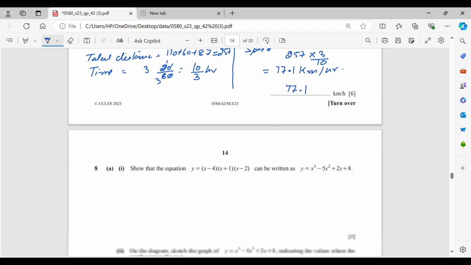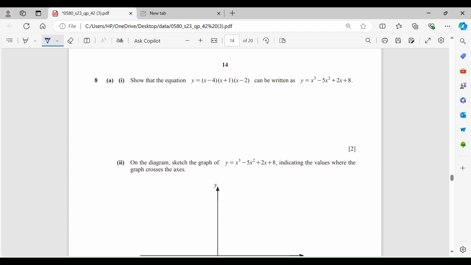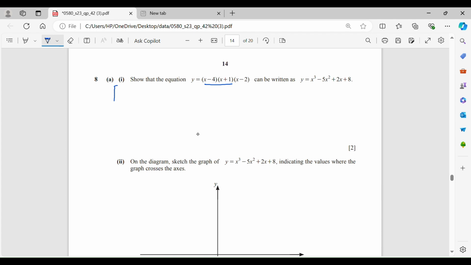Next is question number 8, A part, first part. Show that the equation can be written as this. So first we will take these 2 brackets and then this. So x will be multiplied with x plus 1, and minus 4 will be multiplied by x plus 1, right? And this whole is multiplied by x minus 2.